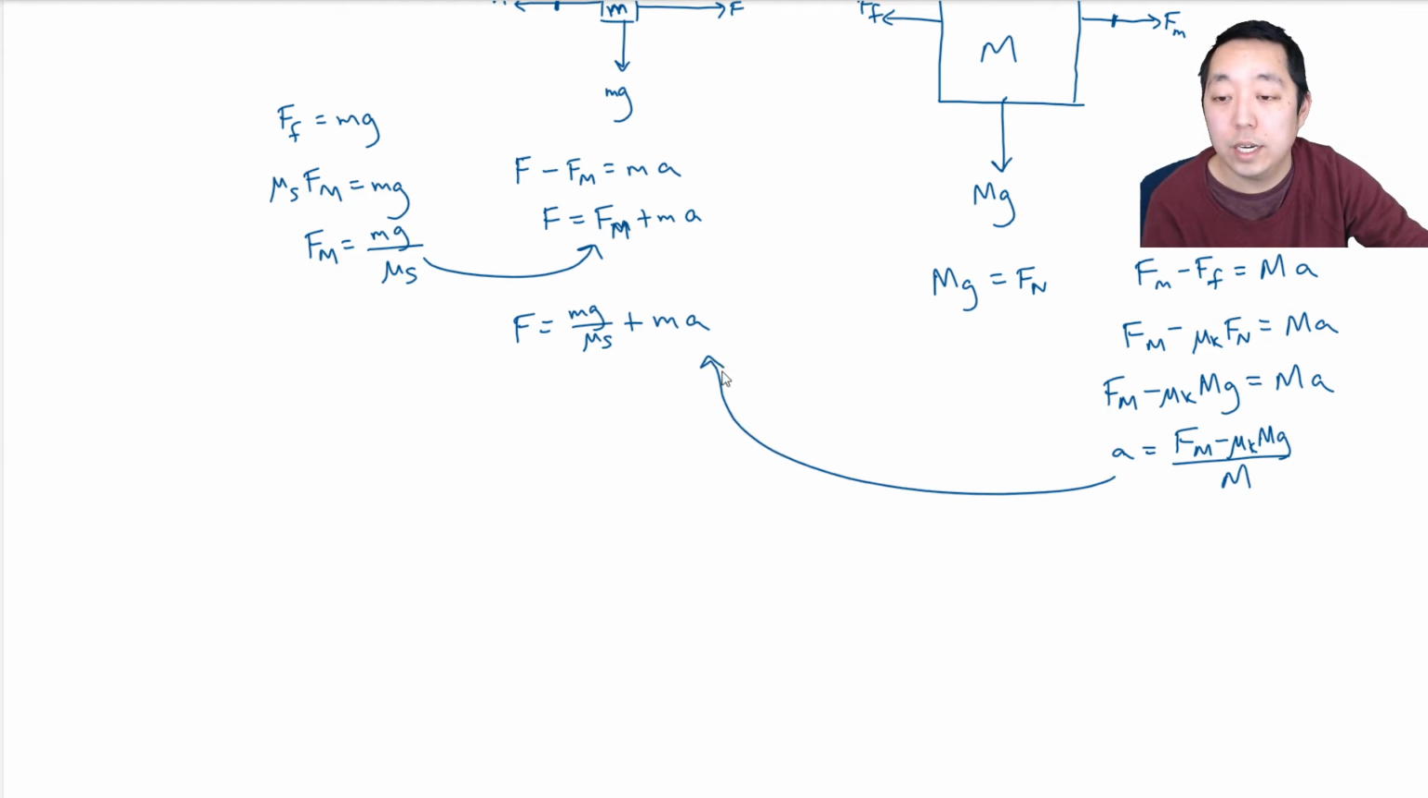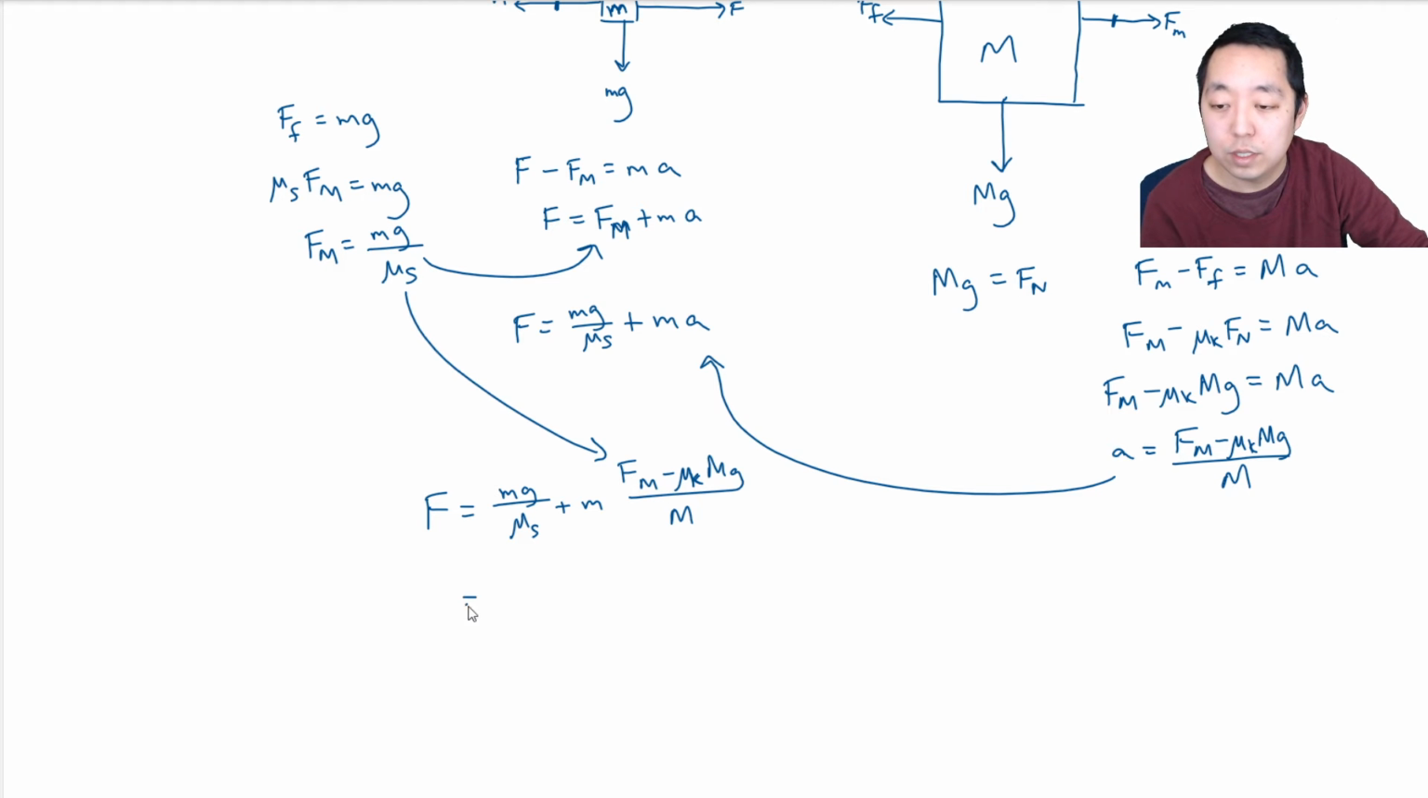And then that goes into there. So I get the force here would have to be mg over mu static friction plus little m times Fm minus mu k mg over big M. Now this Fm we already found was mg over mu s, this quantity here, so that can go into there. So I get mg over mu s plus little m times mg over mu s minus mu k mg divided by big M.